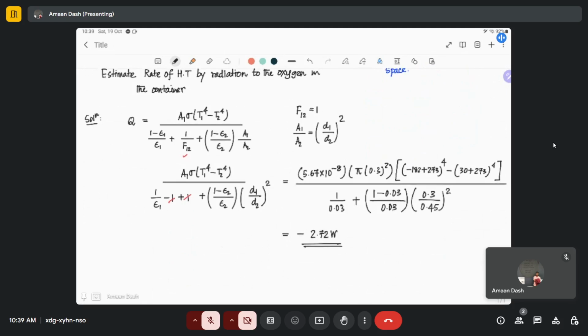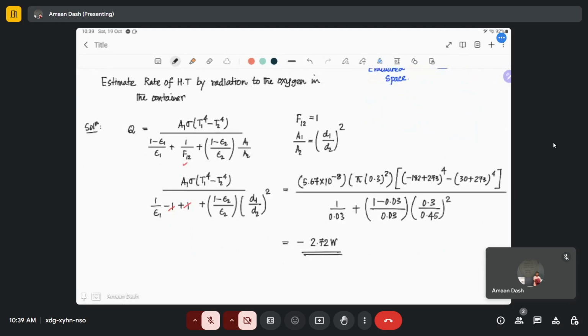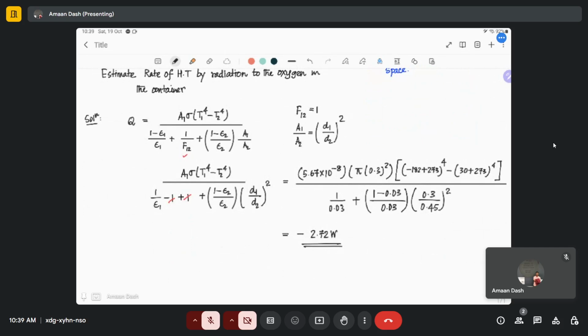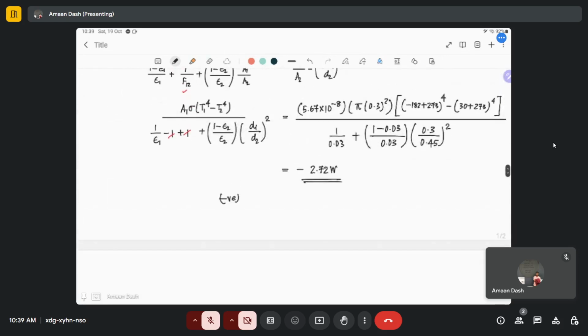So here this negative sign means it should be from outside to inside. That's it. Okay. So negative sign implies the heat transfer is from outside to inside.